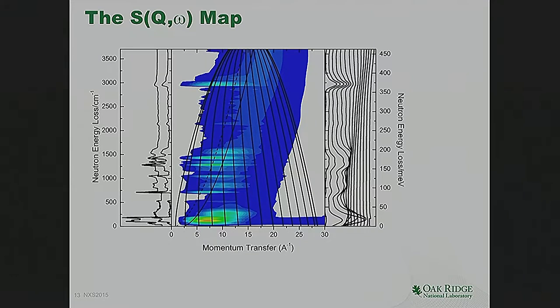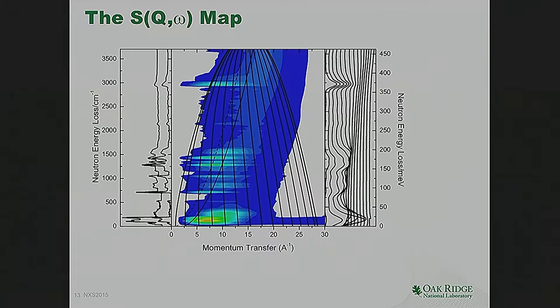Anyway, what does the S(Q, omega) map look like when you look at it with an indirect geometry instrument like VISION or a direct geometry instrument like SEQUOIA? Well, this is a hypothetical solid that is not so hypothetical. It's graphite, polyethylene. These black curves show the trajectories, where every single one is a single pixel on SEQUOIA.